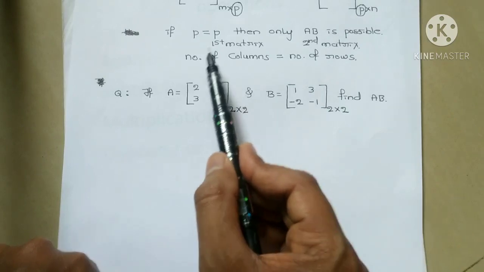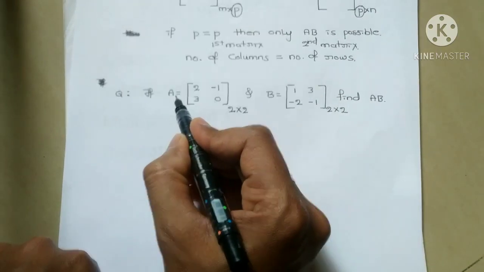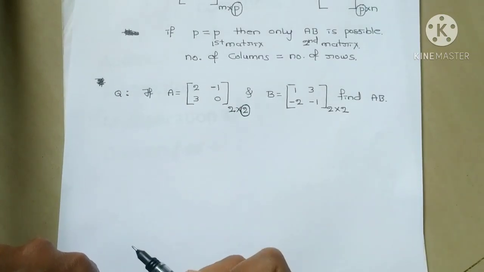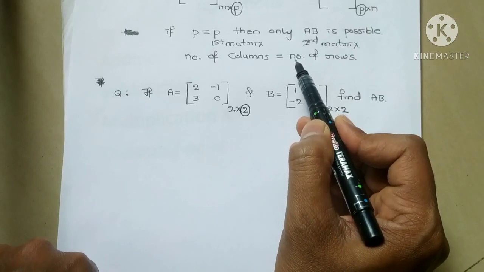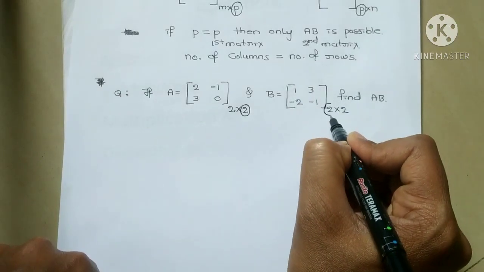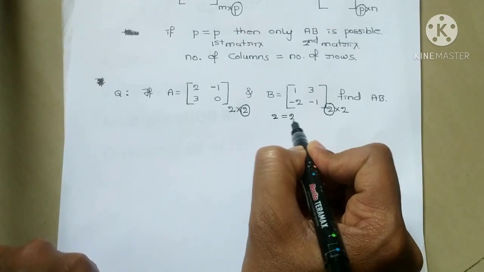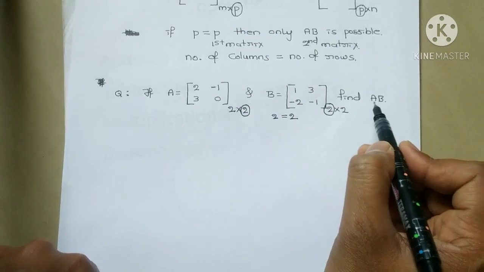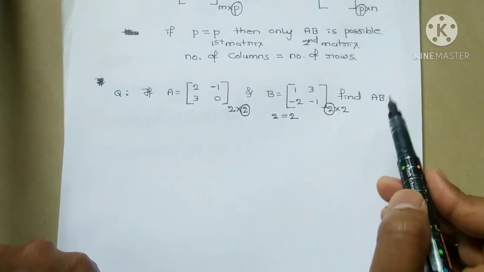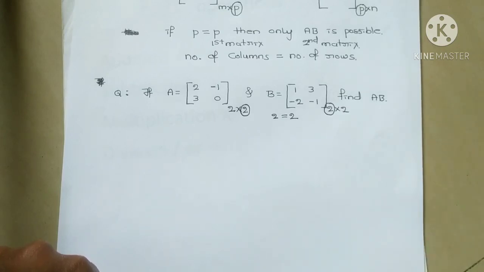So here what to check? In the first matrix, number of columns. This is the first matrix and the number of columns is 2. Correct? And in the second matrix, you have to check number of rows. This is the second matrix, number of rows is 2. See, both are equal, 2 equals 2. Therefore, A into B is possible. So once you check this condition, the next step is to multiply A into B.